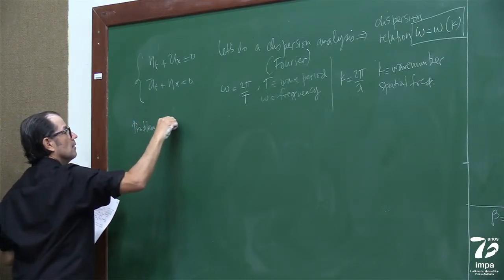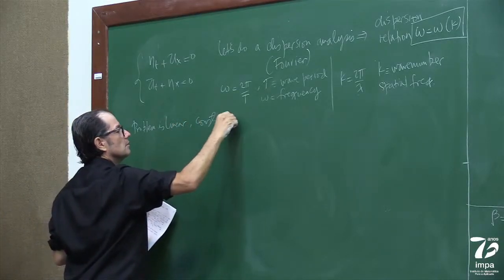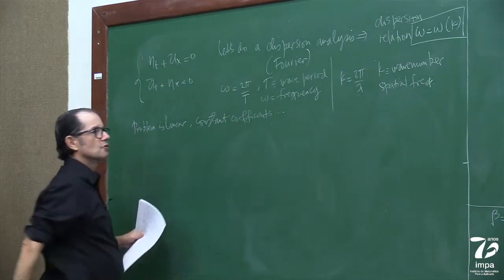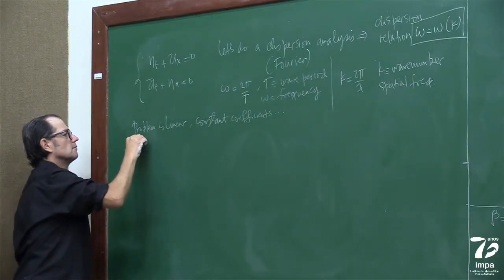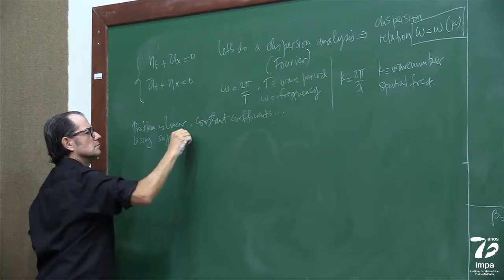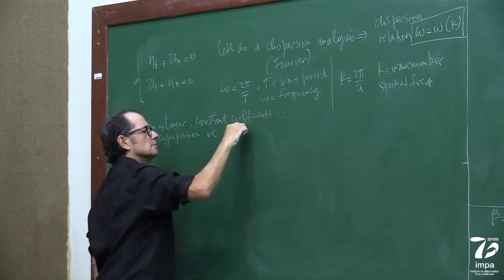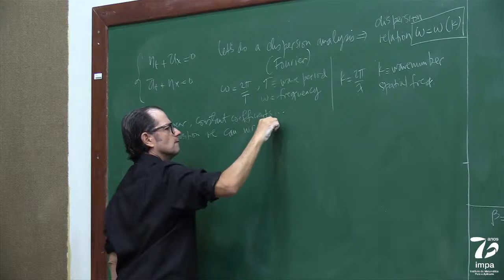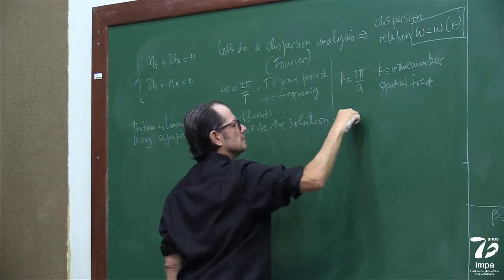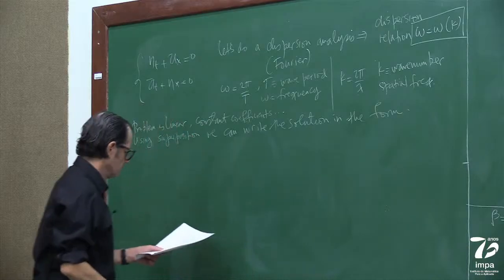Problem is linear, constant coefficients. So using superposition, we can write the solution in the form, basically Fourier form, like this.